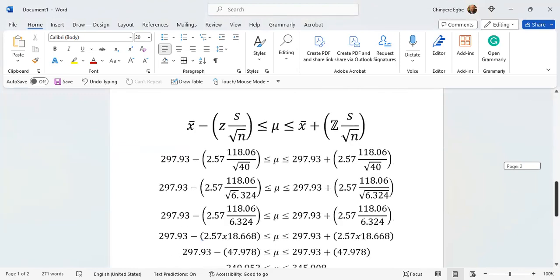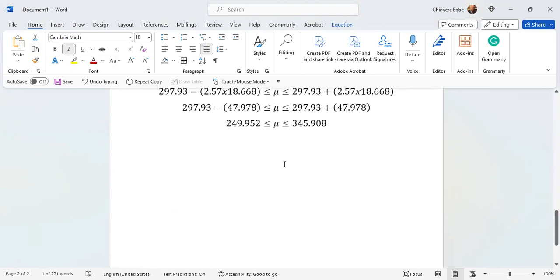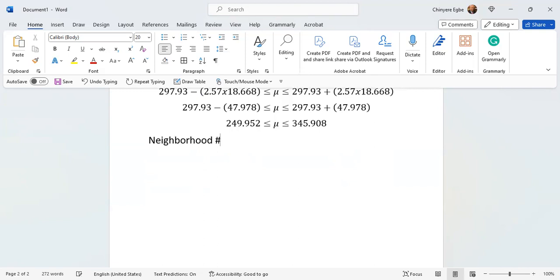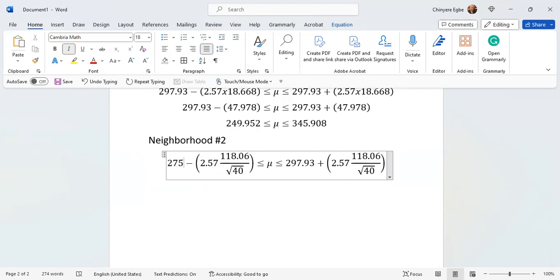So we don't have to go through a lot of writing down the formula once more. So let us use the old formula. We're doing exactly a 99% confidence interval, okay? So this is for neighborhood number 2. Go through the same process, but instead of 297.93, we have 275.04.